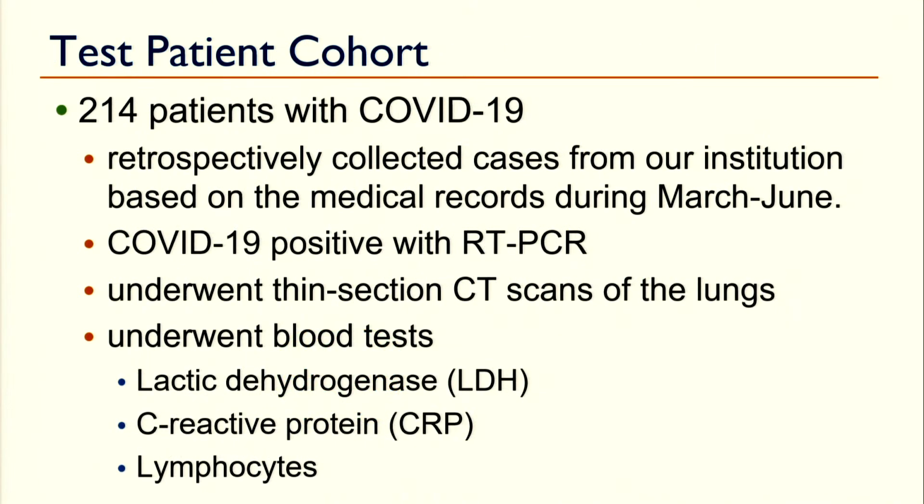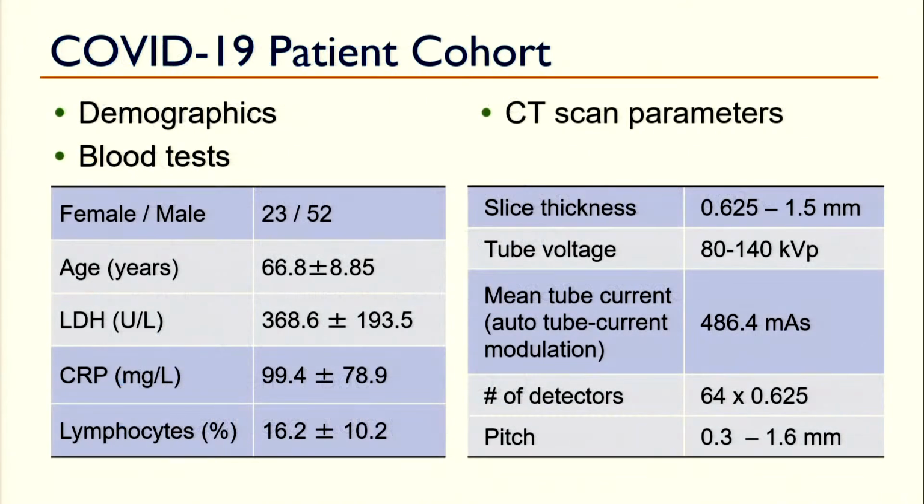For our experiments, the U-radiomics and GAN-radiomics models had been pre-trained as we described previously. As a test patient cohort for the COVID-19 experiments, we retrospectively collected 214 patients who had been diagnosed as COVID-19 positive using the reverse transcription polymerase chain reaction technique. All of these patients had thin-section CT scans of the lungs and blood test results available. Here are some basic statistics of the demographics, blood test results, and CT scan parameters for the COVID-19 patient cohort.